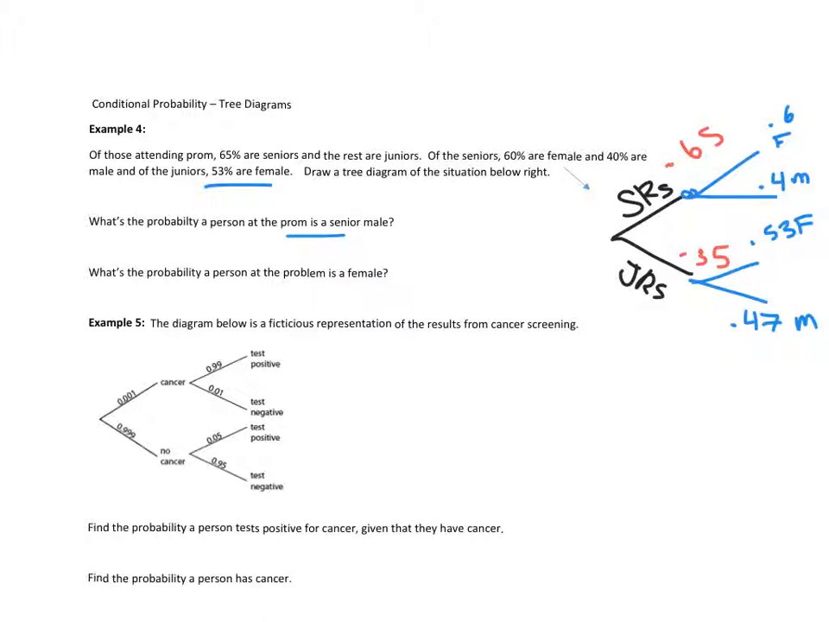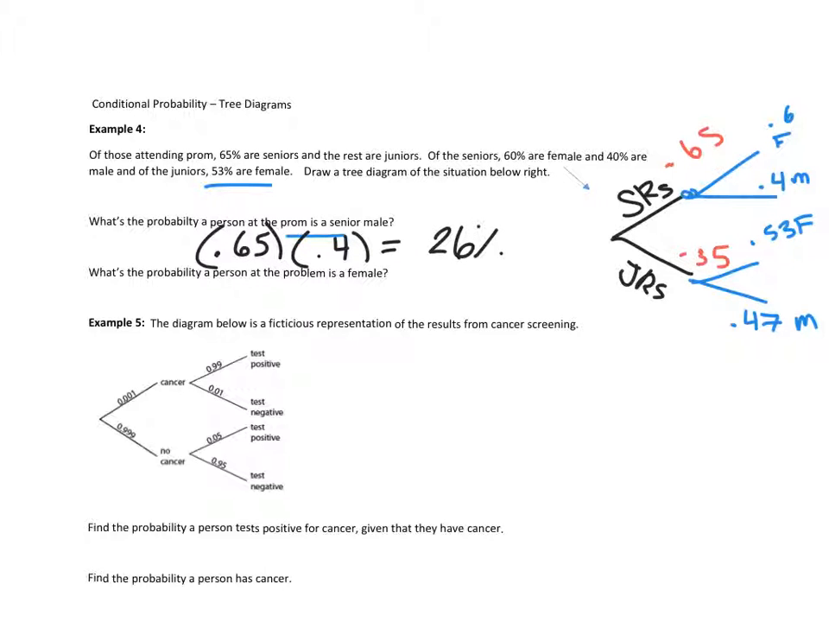So it's going to be 0.65, because that's the probability they're senior, times 0.4. So it's kind of a visual way to see it in the male. So it's going to be 0.65 times 0.4, and it's 26% exactly.